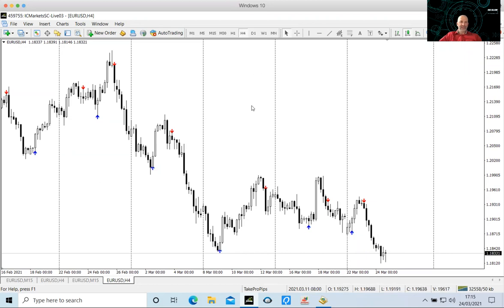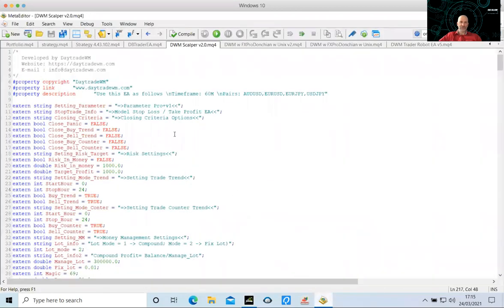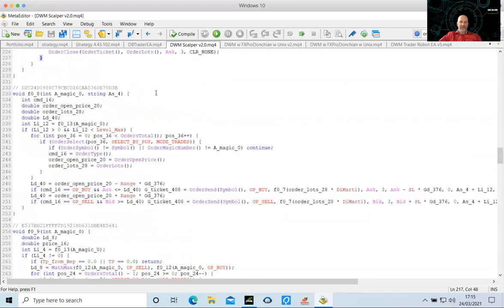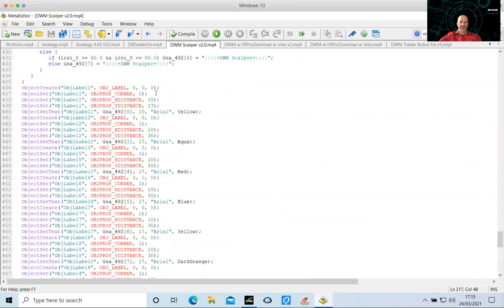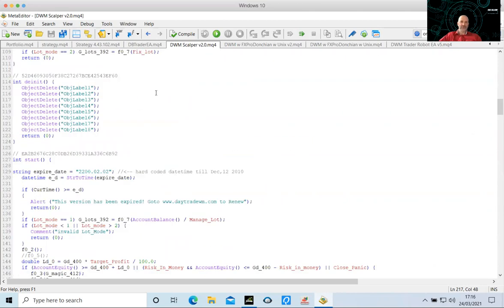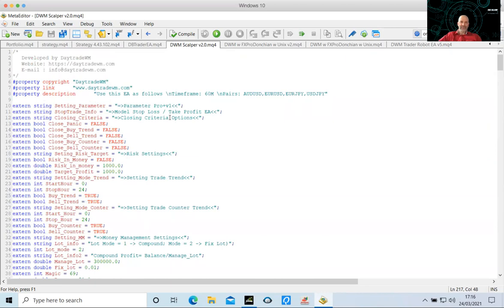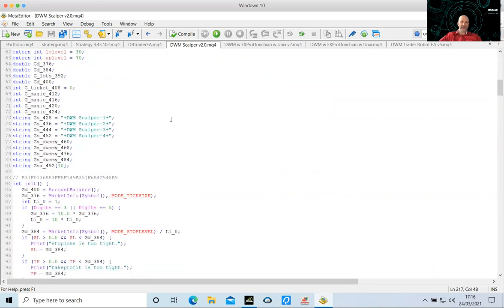All right, so let's see how we can modify this source code for the DWM. Let me show you first the source code. Here, this is the source code for this DWM. This source code is what makes the robot work. It's the logic behind the robot. It's what makes it buy, sell, do things like this.